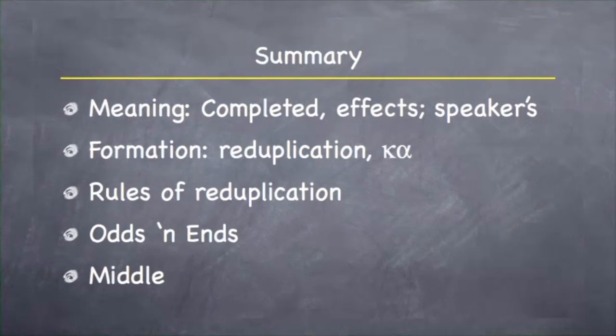We learned the rules of reduplication, that if a root begins with a single consonant, that consonant is reduplicated and separated with an epsilon. And if that initial consonant is an aspirated stop, a phi, chi, or theta, then the reduplicated consonant will shift to a pi, kappa, or tau.